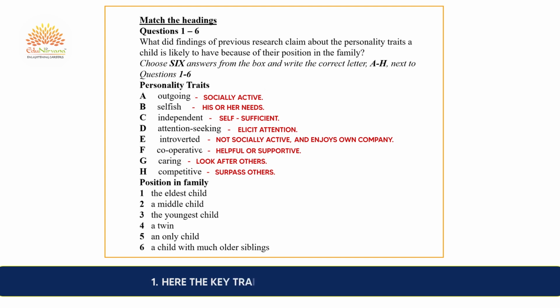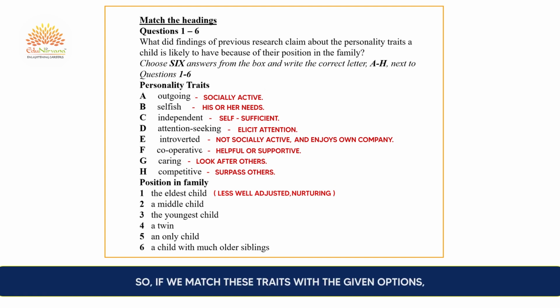Here, the key traits of the oldest child were number one, less well adjusted, and nurturing. So, if we match these traits with the given options, we can find that the answer is option G, that is caring.